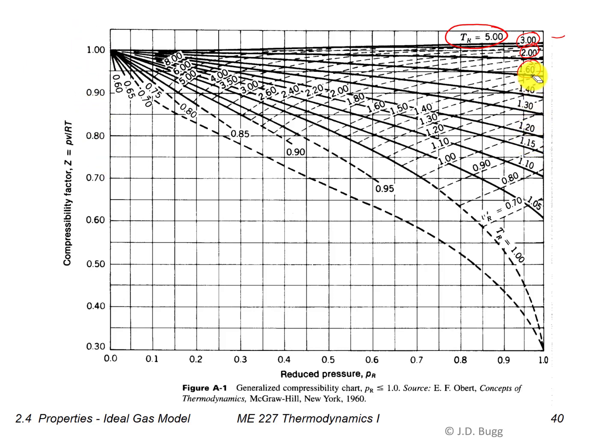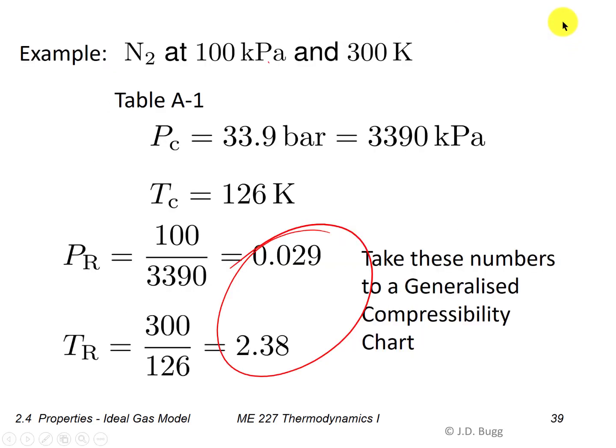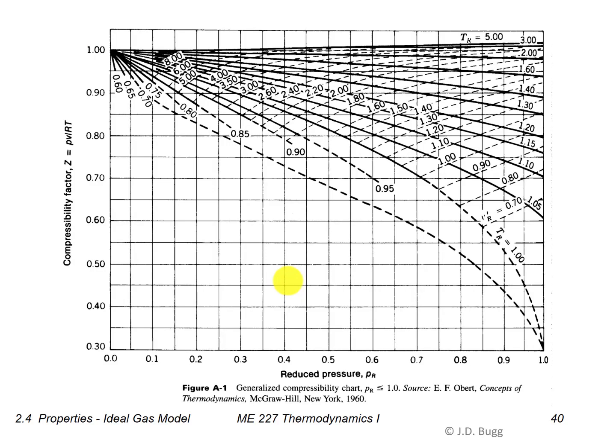So let's use this to look at our conditions. I've forgotten what they are, so let's go back here. We need a reduced temperature of 2.4, we'll say, and a reduced pressure of 0.03. So that's what we're looking for. First of all, reduced temperature of 2.4. Well, that's partway between 2 and 3, so that's the line we're interested in. There isn't a line there, of course, so we just have to interpolate between those two.